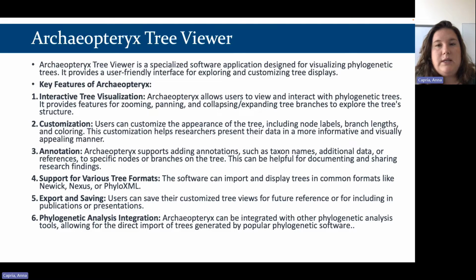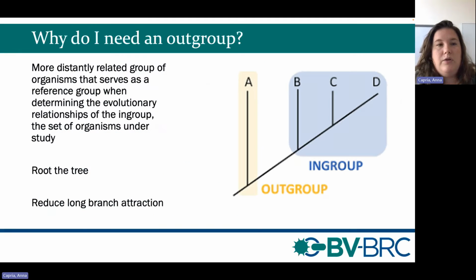As we're building data sets, one thing that will be important to think about is an outgroup. An outgroup is a more distantly related group of organisms that's a reference point for your tree. That can help root the tree and reduce long branch attraction. Basically, the in-group is what you're interested in, and the outgroup is something that is different enough from all of the rest to be able to use for comparison.